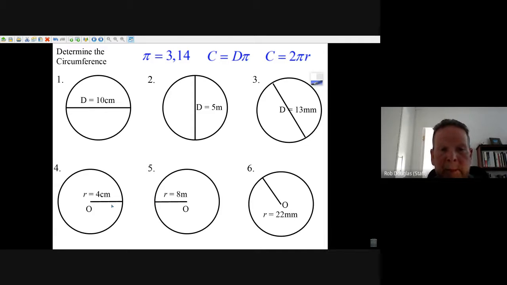Here you got to be a little bit careful because you're going to have to use the formula 2 pi r. So you're going to have to go 2 times pi times the radius, or double the radius, get the diameter, and multiply by pi.